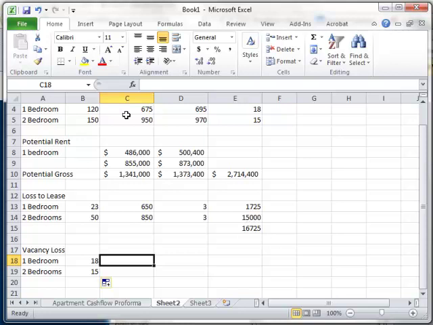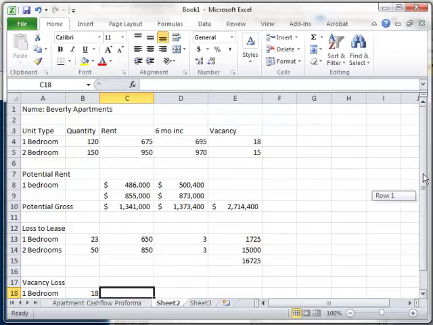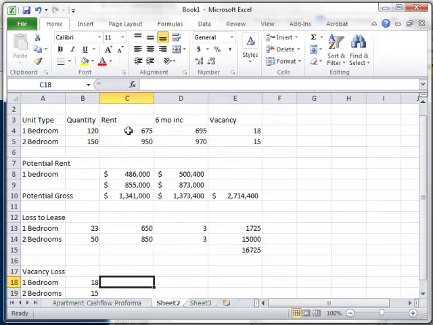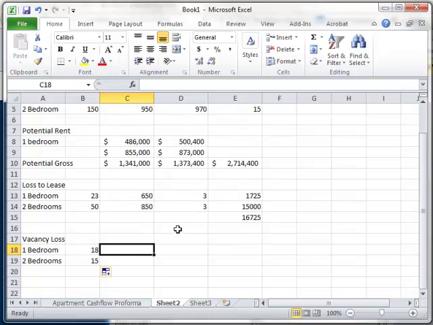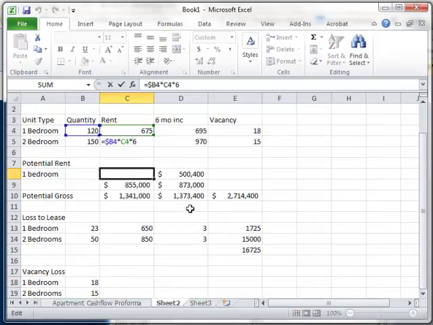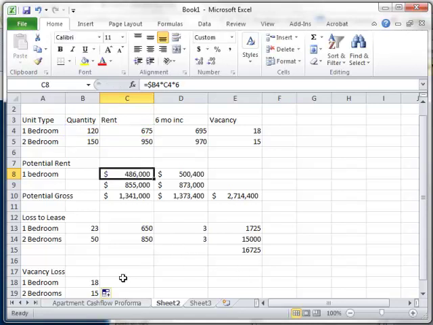And it's going to be comparable to what we had before, which is there's going to be a vacancy loss for both of those 6 months periods. So we know that our vacancy for 6 months is $675 a month and $695 a month for those units. So let's do something very similar to what we did in the potential rent area. If you recall, we used the potential rent, which was our quantity times our rent times the 6 month period. We're going to do a very similar calculation here. In fact, we can do it exactly the same.